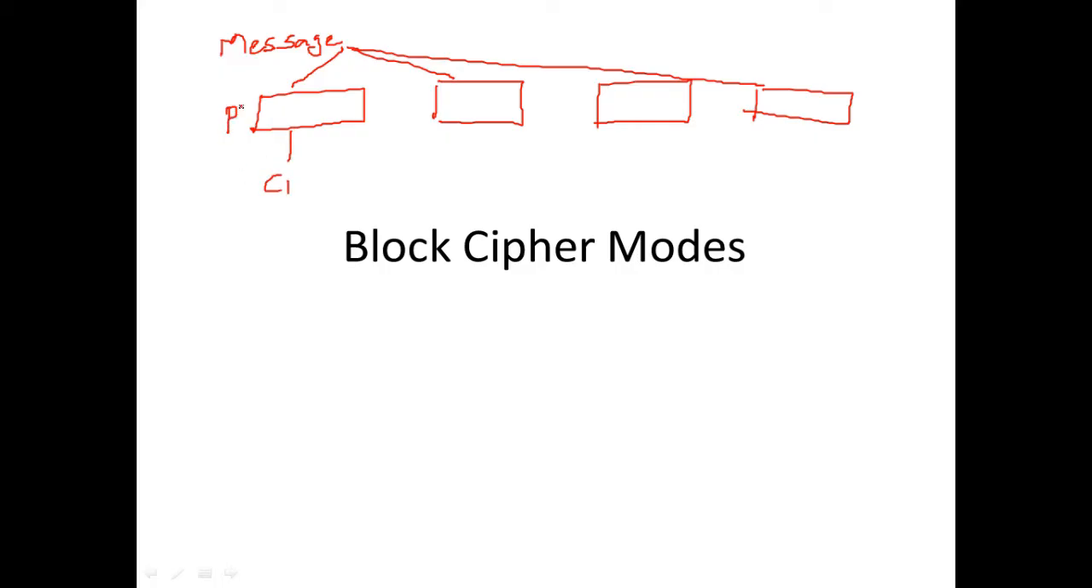Let's consider blocks to be P1, P2, P3, P4, and we will use an encryption strategy with a key that converts them to ciphertext C1, C2, C3, and C4. This is what we have understood with respect to block cipher. Now we are going to look at the various modes of block cipher operation. Why do we need different modes? That is the first question.